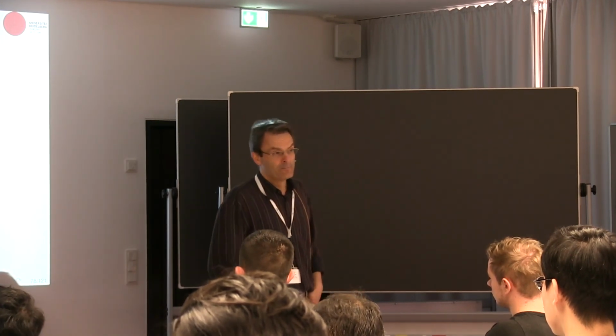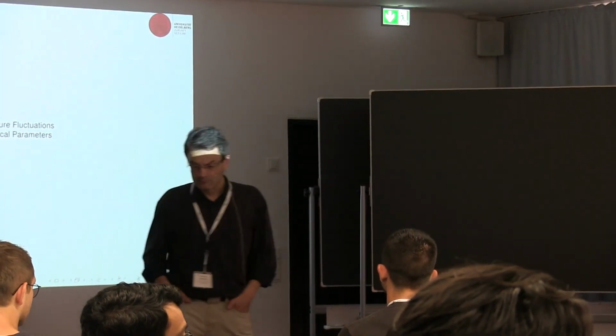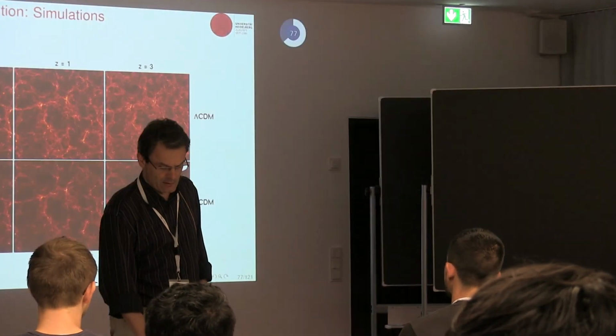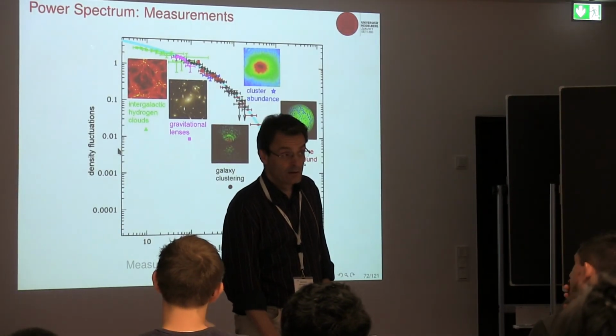Yeah. You showed the great graph with how consistent the power spectrum of density fluctuations was. Yes. For dark matter. Has that kind of study been done with a modified gravity, and how successful has that been?